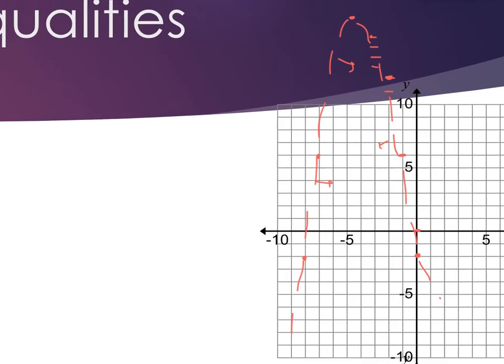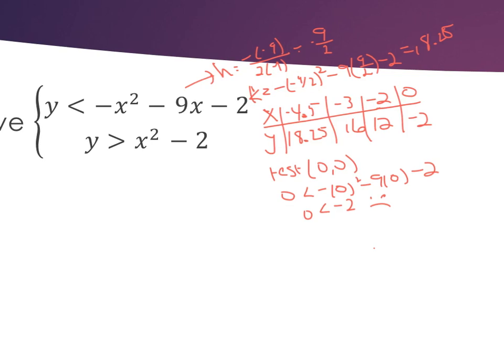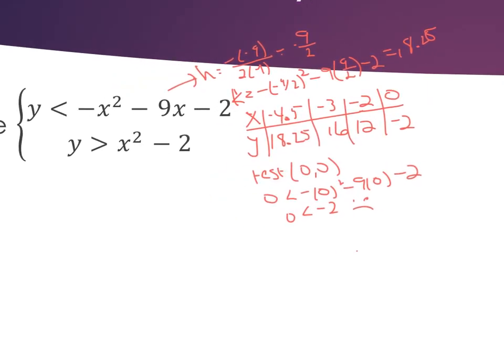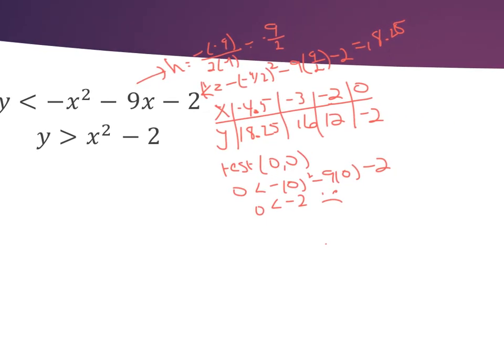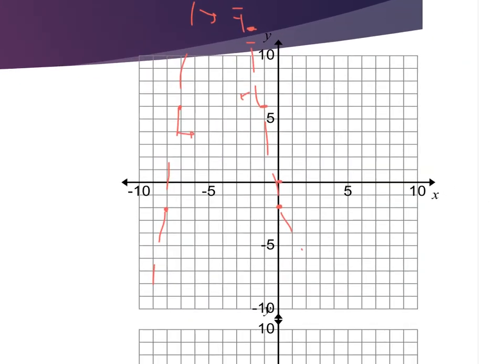Okay, so now we're going to graph the other parabola, y equals x squared minus 2. And this one is much easier to graph because we have an opens-up parabola shifted down 2 from the parent function. So we'll graph our points. And this graph is also dashed because it's a greater than sign.